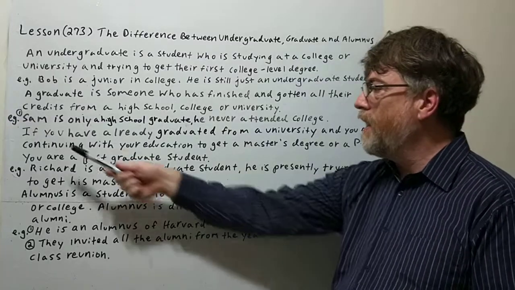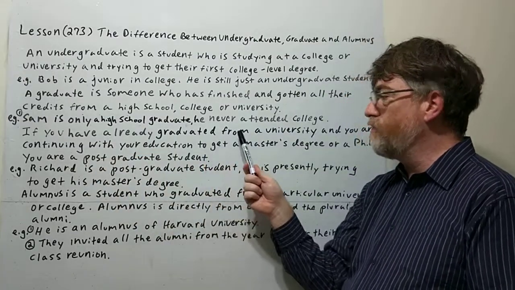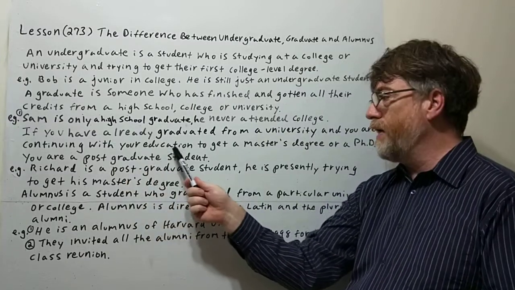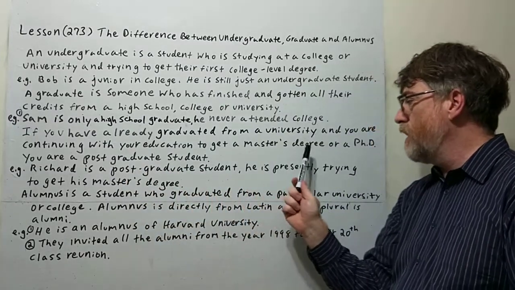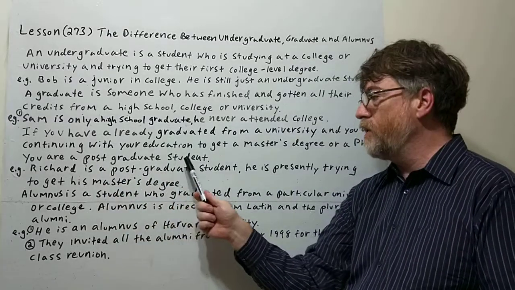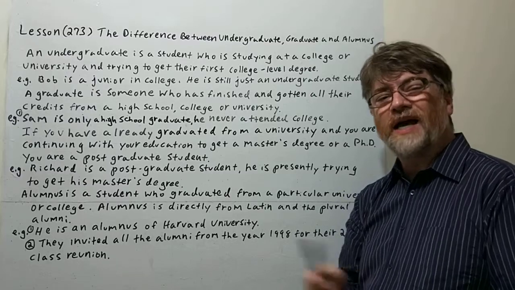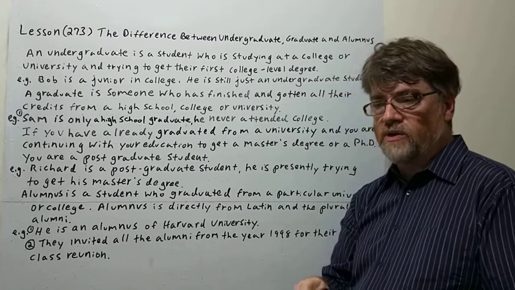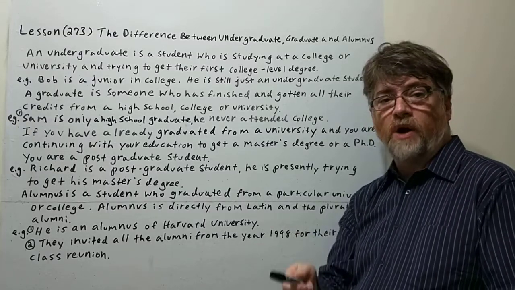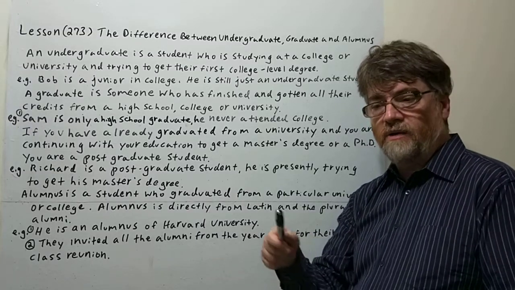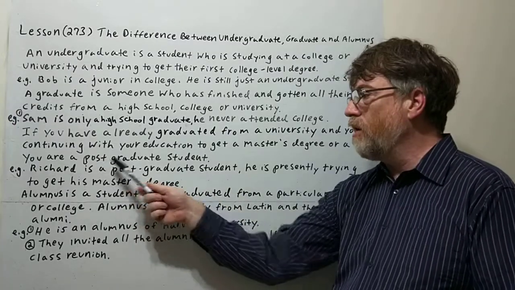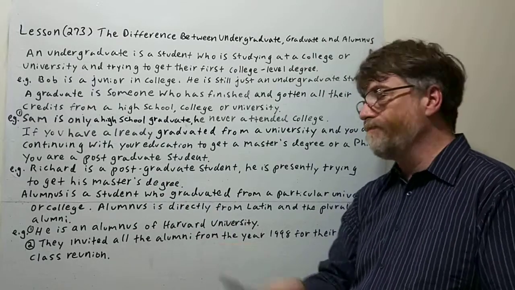Okay, let's continue. If you have already graduated from a university and you are continuing with your education to get a master's degree or a PhD, you are a postgraduate student. Yeah, so if you decide not to go for a master's or a PhD, we just say you're a graduate. But if you start attending the university for either a master's or PhD, at that present time, you are a postgraduate student.